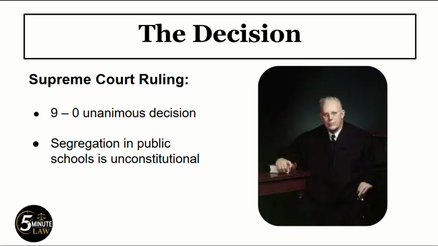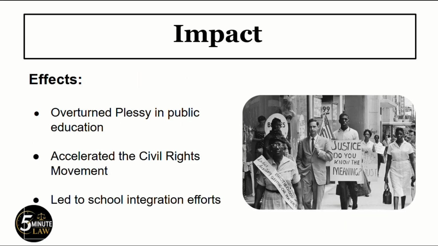On May 17, 1954, the Supreme Court unanimously ruled 9-0 that racial segregation in public schools was unconstitutional. Chief Justice Earl Warren wrote that separate educational facilities are inherently unequal, overturning the foundation of school segregation. Brown became a major victory for the civil rights movement and inspired future efforts to challenge discrimination. However, integration did not happen immediately, and many communities resisted the decision for years.